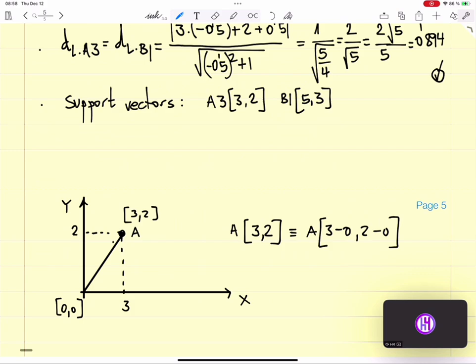Do you reckon that? Yeah, so that's why we're talking about support vectors here, okay? We say 2 points are the support vectors. They're the closest points to our line, okay? So any questions on the exercise?